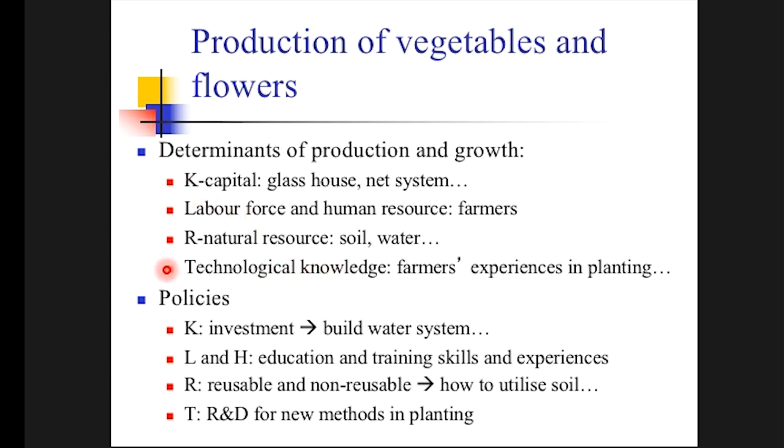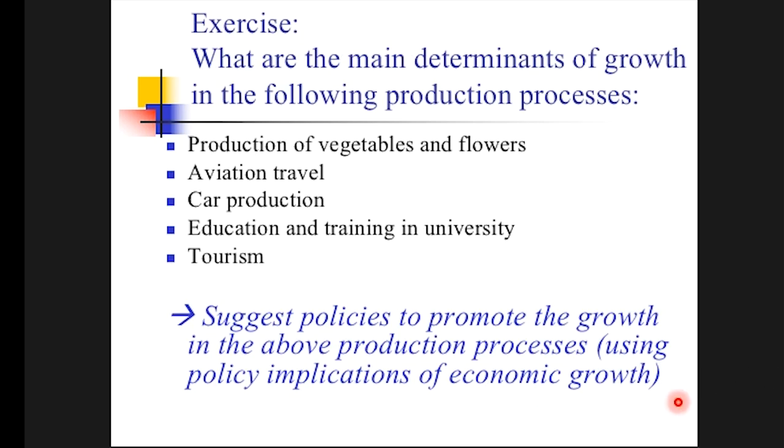From these determinants, we may suggest the policy suitable for each of the determinants. Okay, so please finish the rest of this example for the rest of the productions: the production of aviation travel, the production of cars, the education and training in university, and tourism. So this is the end of this lecture, the end of lecture 6, economic growth.